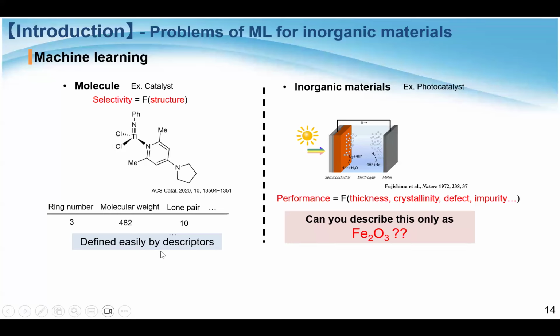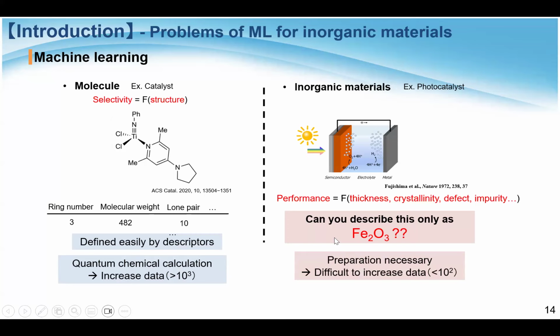At the same time, in the molecule case, since you can easily convert it to specific descriptors, you can do the quantum calculation. Then you can increase the number of data over 1,000. However, for the same reasons as I mentioned, in the case of inorganic materials, you still need to prepare different types of samples, and in lab scale, the practical number of sample differences may be around 100.